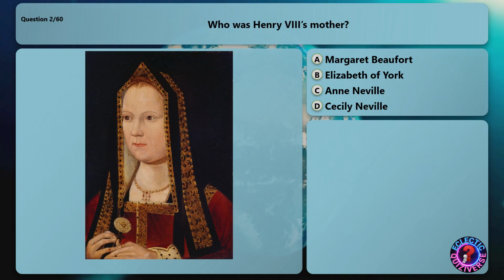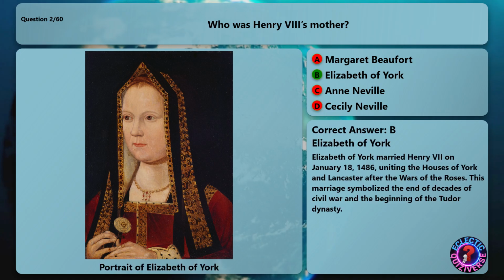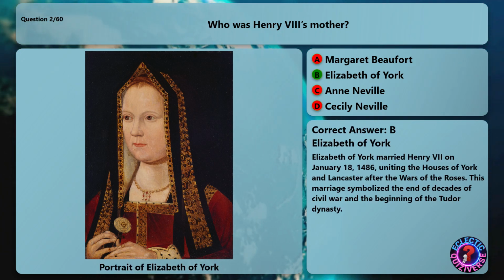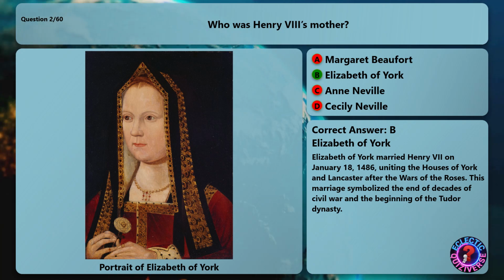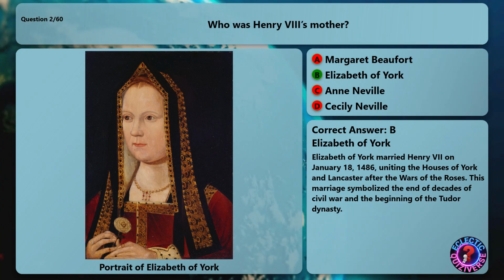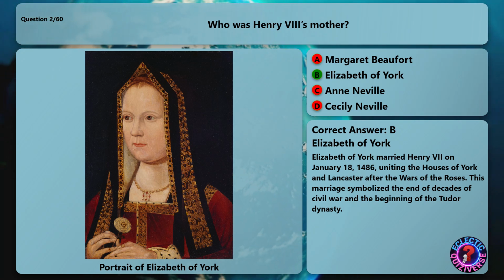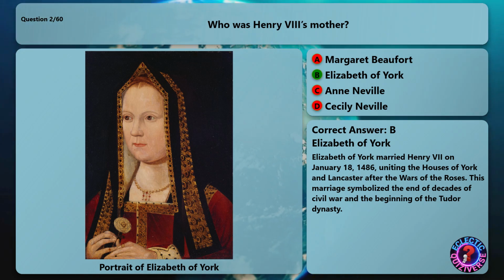Who was Henry VIII's mother? The correct answer is Elizabeth of York. Elizabeth of York married Henry VII on January 18, 1486, uniting the houses of York and Lancaster after the Wars of the Roses. This marriage symbolized the end of decades of civil war and the beginning of the Tudor dynasty.